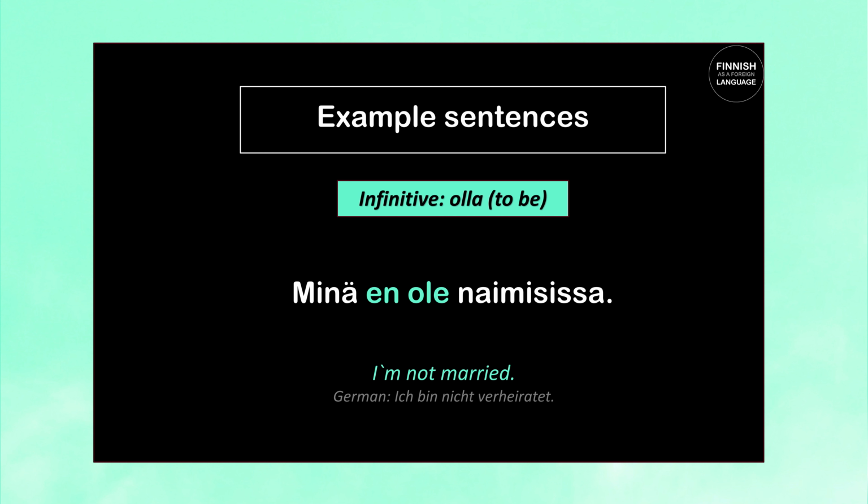Next one. Minä en ole naimisissa means I'm not married. Minä en ole means I'm not. Naimisissa means married. Minä en ole naimisissa. I'm not married.